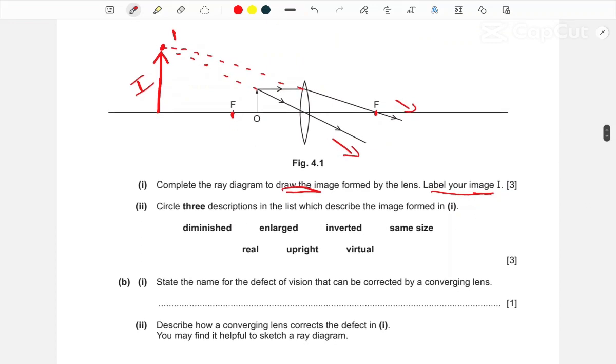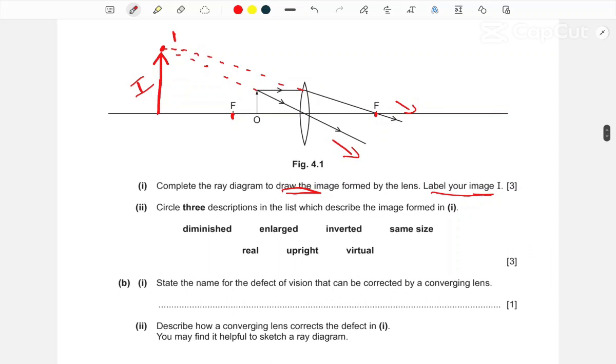So part 2, 3 descriptions in the list. Circle 3 descriptions in the list which describes the image formed in I. So we know that it's virtual. So it's virtual and it's bigger than the original object O. So it's going to be enlarged, and it's going to be upright because the arrow is facing the same way as the first object. So it's enlarged, upright, and virtual.